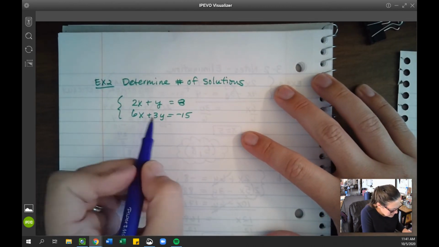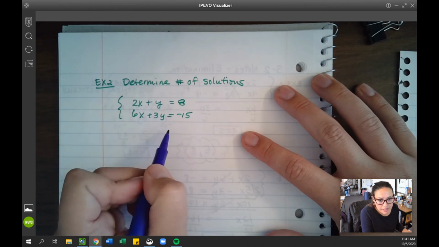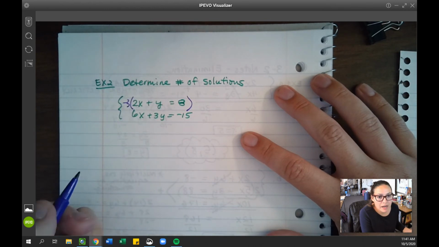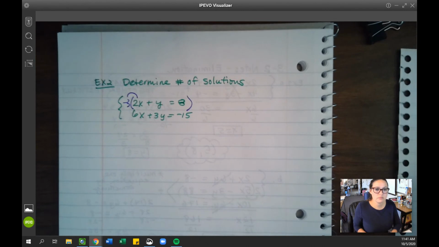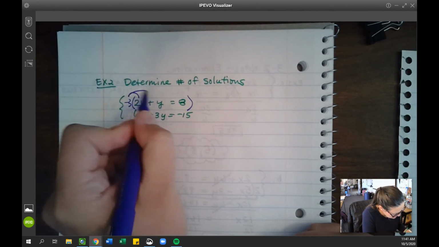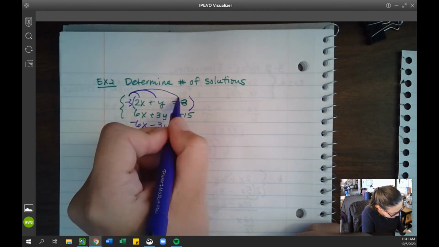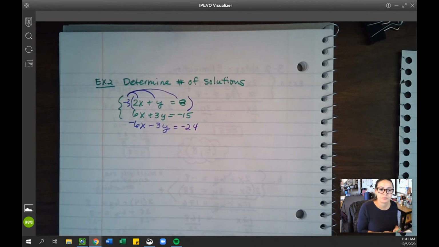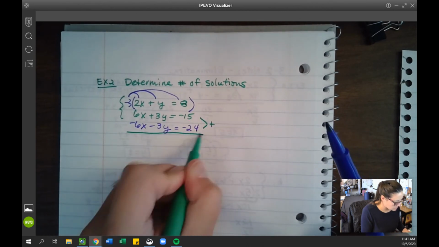So I see that I have a 3y, and if I could just make that a negative 3y, those would eliminate. So I'm going to multiply this top equation by negative 3. So negative 3 times 2x gives me negative 6x. Negative 3 times y gives me negative 3y. And then negative 3 times 8 gives me negative 24. Okay, so now I'm going to add these two equations together.